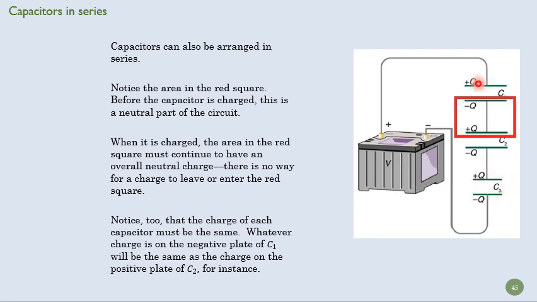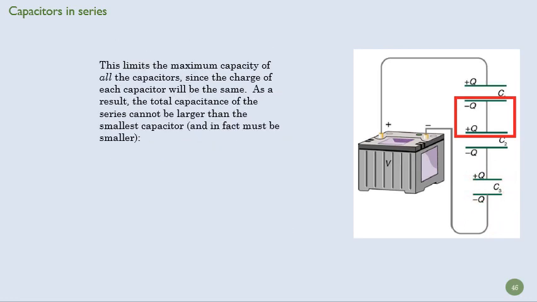So if I have 2 really big capacitors here and one small one down here, the overall capacitance of this circuit is going to be actually a little bit less than my capacitance here. So yeah, it limits the maximum capacitance of all the capacitors, since the charge of each capacitor will be the same, and I can't get bigger than the maximum charge of my small capacitor. And so to calculate the capacitance, we do that inverse summing that we did for parallel resistance.